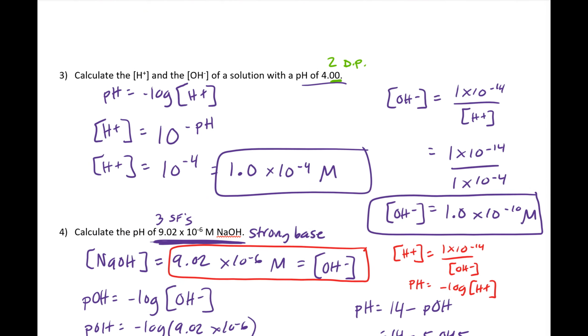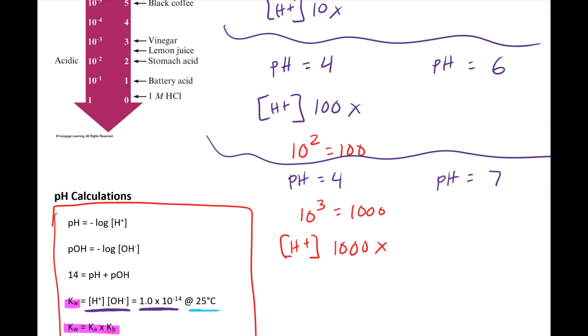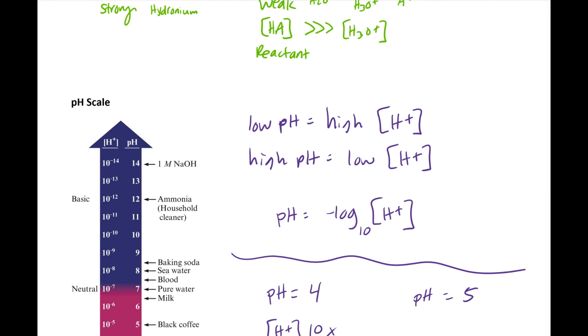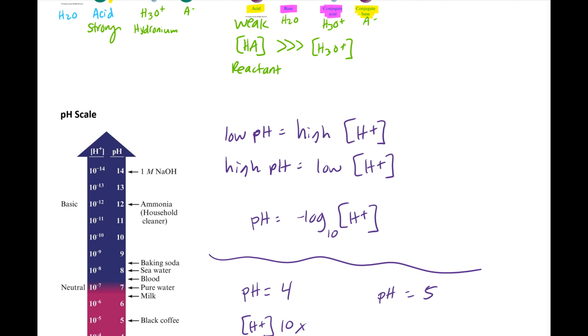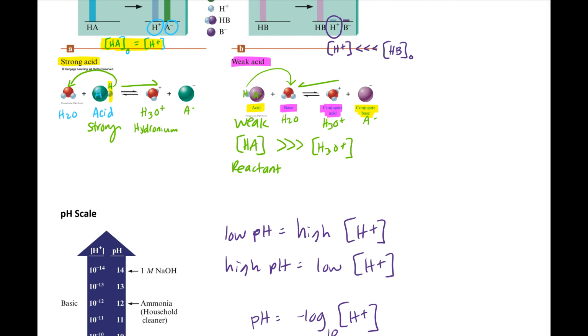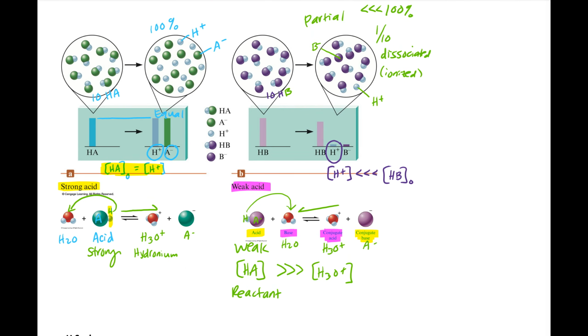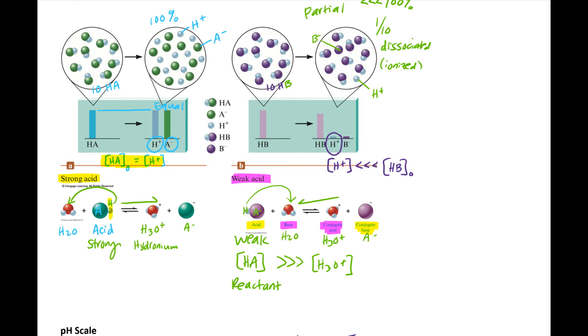So back to that strong versus weak. The reason why we have to know strong and weak differences is because of that 100% ionization. What I've shown you in these calculations, they apply to the strongs. The strong acid concentration will tell you the hydrogen ion concentration. The strong base concentration will tell you the hydroxide ion concentration because 100% dissociation.